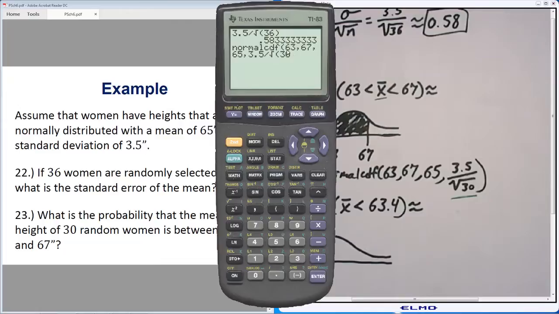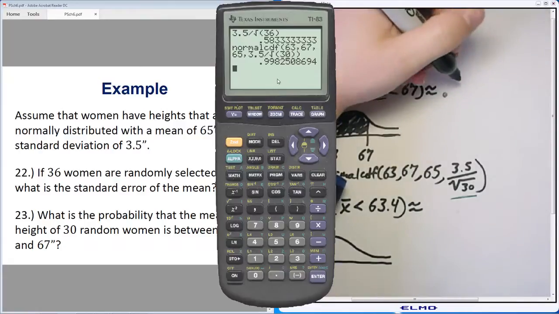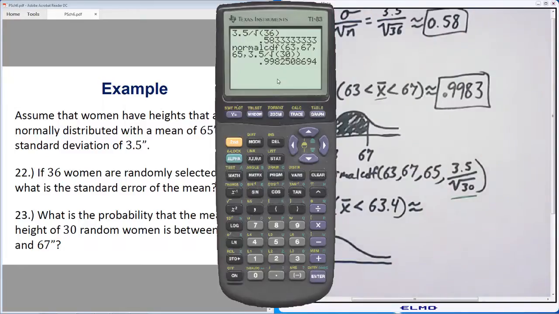Now on my calculator, I'm going to need to end my line with 2 closed parentheses, one to close the stuff underneath the square root, one to close the command. Yours might differ. And that's it. I have my answer. We round probabilities to 4 places typically, so 0.9983. That's the answer. It's also the area underneath the curve between 63 and 67 in a sampling distribution.